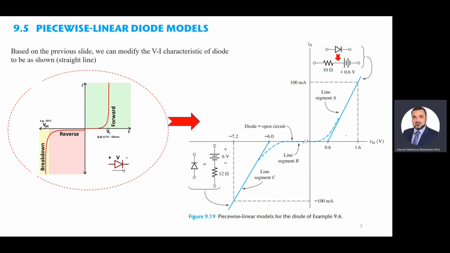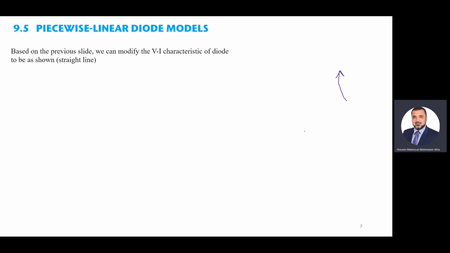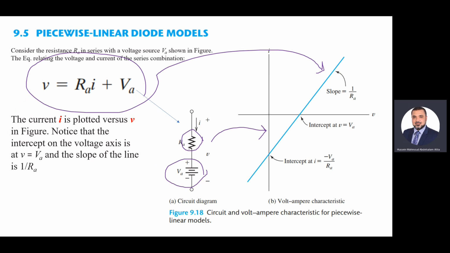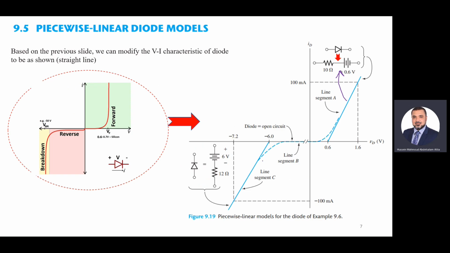So how can we know this means this straight line, as I just explained in the previous slide? The straight line means we have a resistor in series with a voltage source. So in our relation with the diode, when we have a straight line, we need to have a resistor and a series voltage. This means I can easily find the equation of this line.